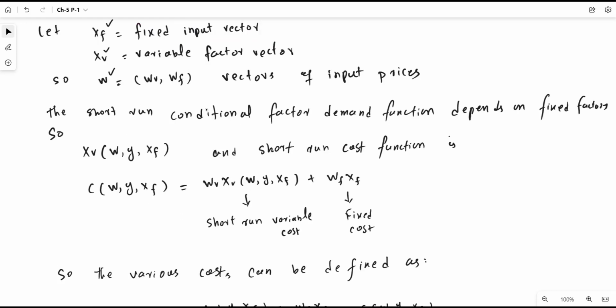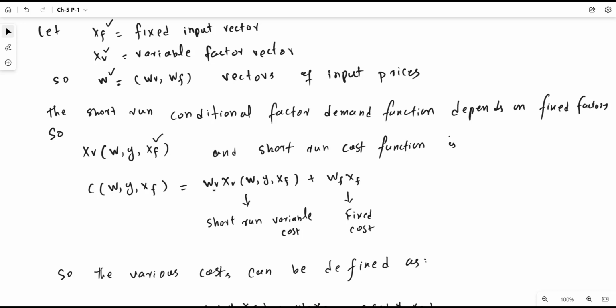In the short run, the conditional factor demand function of the variable input also depends upon the fixed factor input, because this is an additional restriction. You have to adjust the variable factor input subject to the fixed factor input so as to minimize the cost. So that's why the conditional factor demand function of the variable input depends upon the fixed input as well.